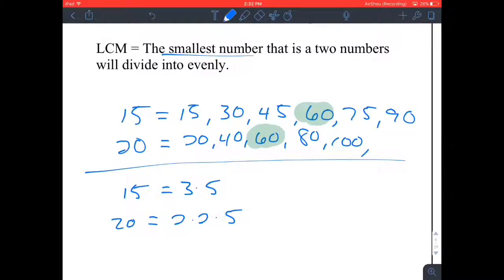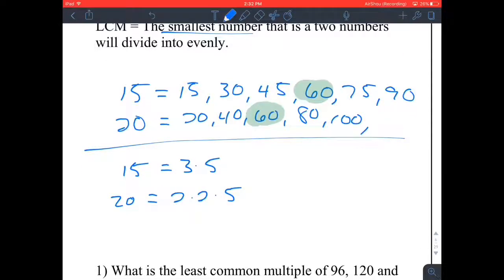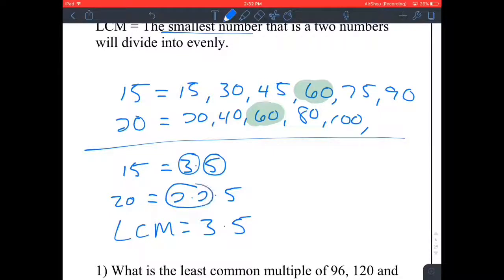And then in each case, you take the number the most times it occurs in any of those sets. For example, this has a 3 in it, the other one doesn't. So the most a 3 ever occurs is once. These both have a 5 in them, and the most a 5 occurs is once. This one has a 2 twice, and that's the most it occurs. If you multiply those together, 3 times 5 is 15, times 2 is 30, times 2 is 60.